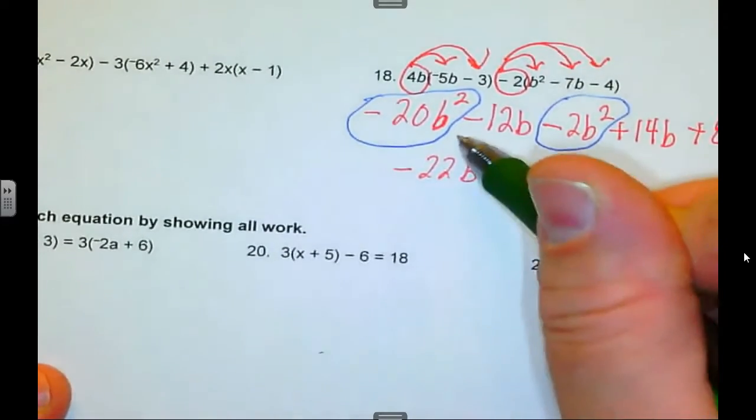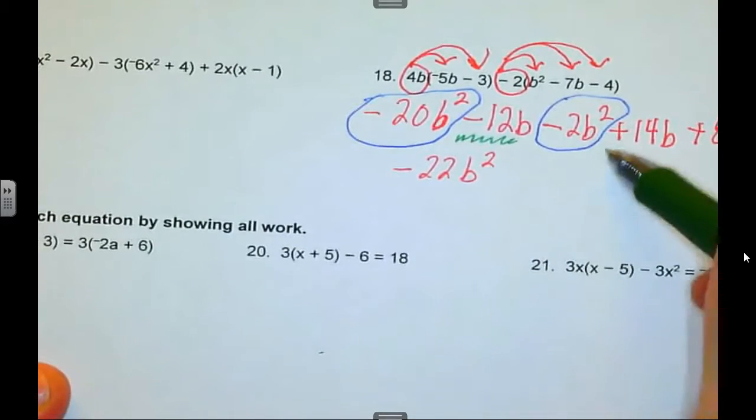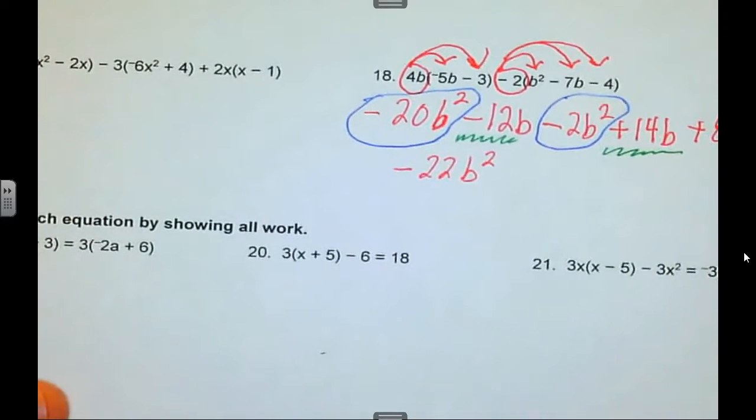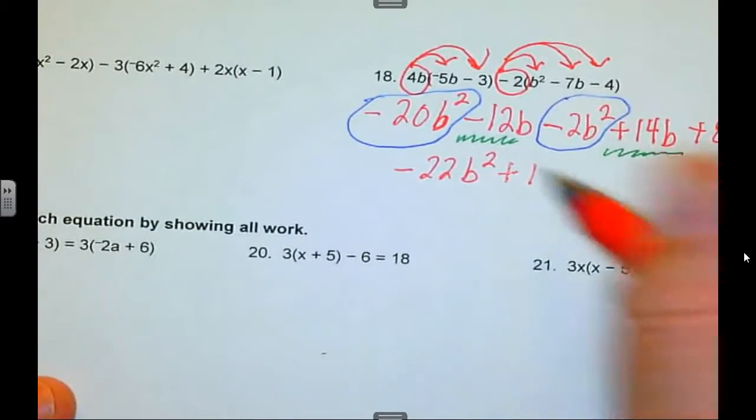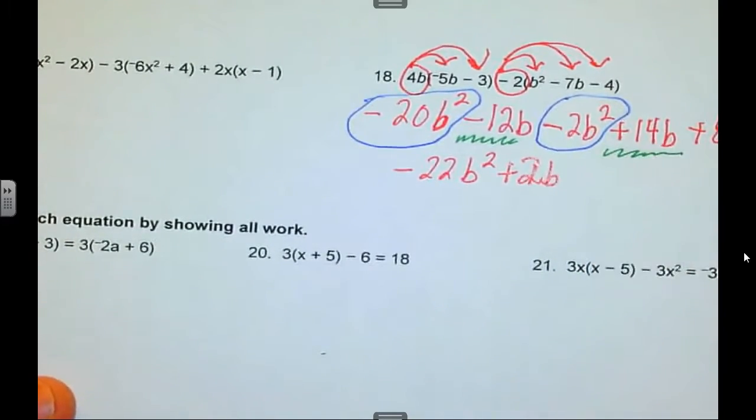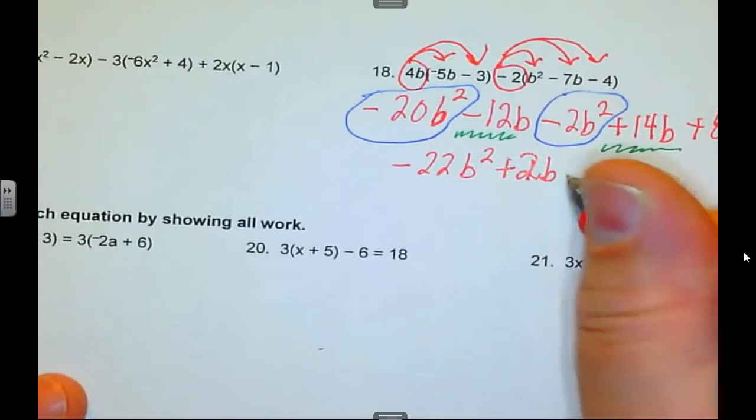Let's see. B to the first power. B to the first. Or not to be, that's the question. And then my constant.